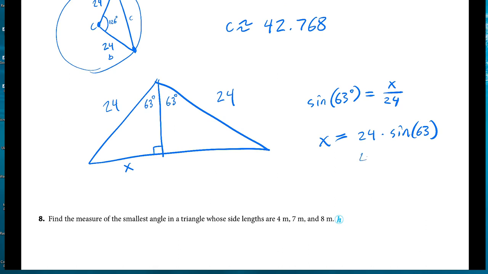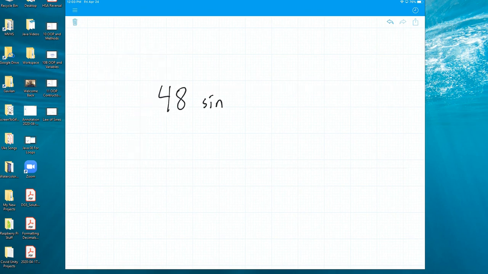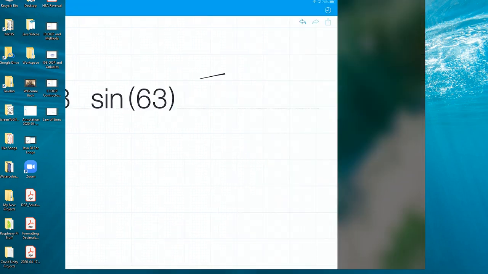So let's just double check that 48 times the sine of 63 gives us the same value. Because anytime you're dealing with an isosceles triangle, you can cut it in half. And it often allows you to skip the law of sines or law of cosines and directly use right triangle trig pretty easily. So let's look. 48 times the sine of 63. Boom, we got the exact same thing, 42.768, which is what we were hoping.